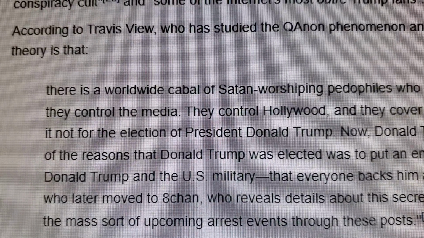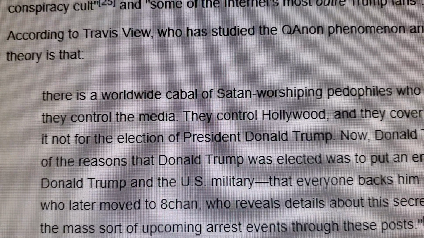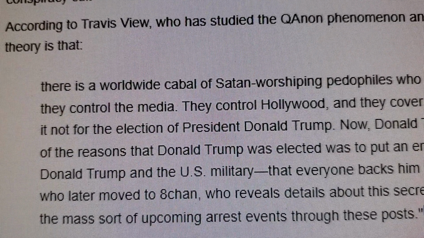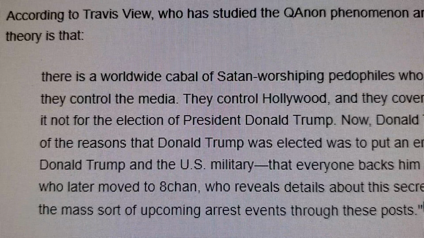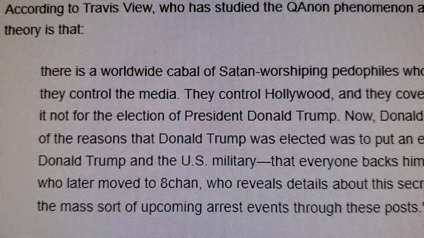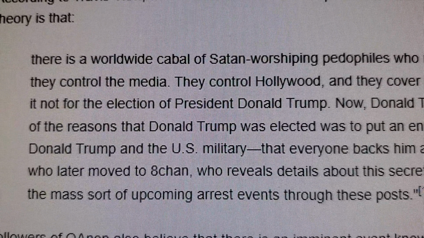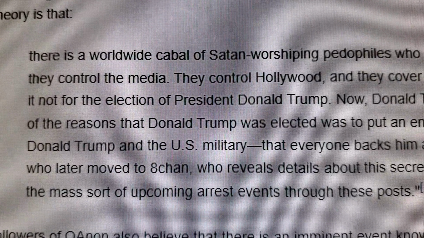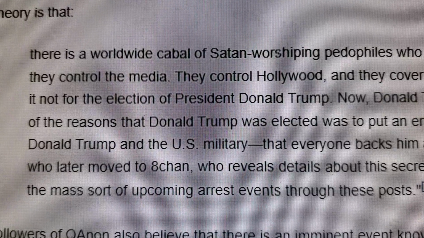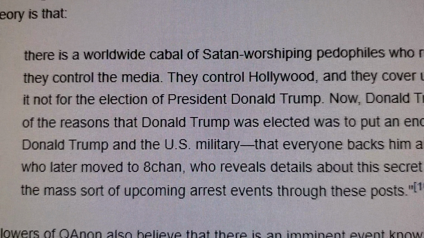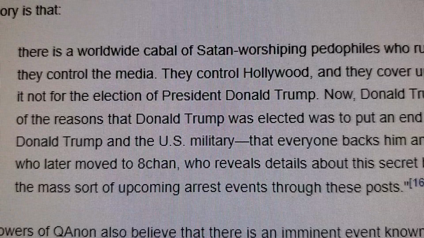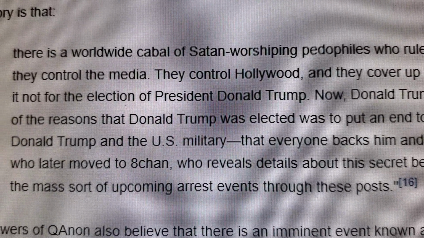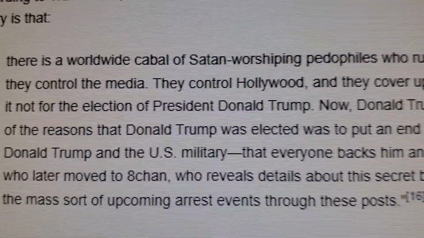So they're also saying, according to the view of someone who has studied the QAnon phenomenon and written about it extensively for the Washington Post, the essence of the conspiracy theory is that there is a worldwide cabal of Satan-worshipping pedophiles who rule the world, essentially, and they control everything. They control politicians, they control the media, they control Hollywood, they cover up their existence. Essentially, they would have continued ruling the world were it not for the election of President Trump.